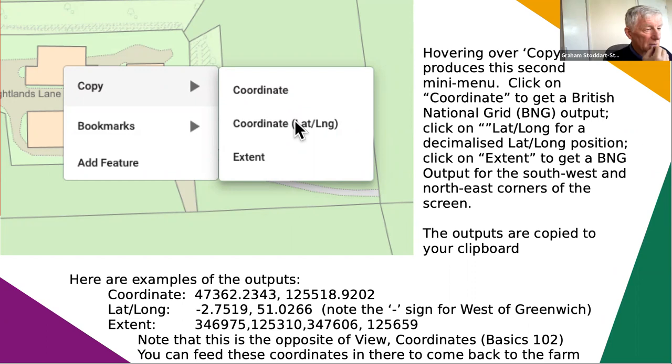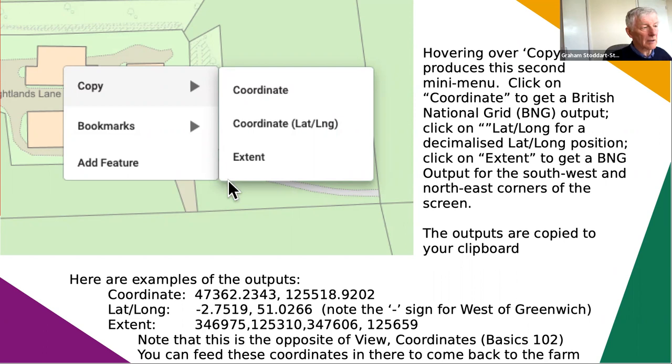So if you live at sort of longitude 3 degrees, 6 minutes, and 10 seconds west, you would expect to see 3, 6, 10. But in fact, what you get is 3.04697 or something like that. So it's slightly different when it's decimalized. And if you click on extent, it gives you the northeast corner and the southwest corner in coordinates of your screen, so that it can be reproduced at any time.